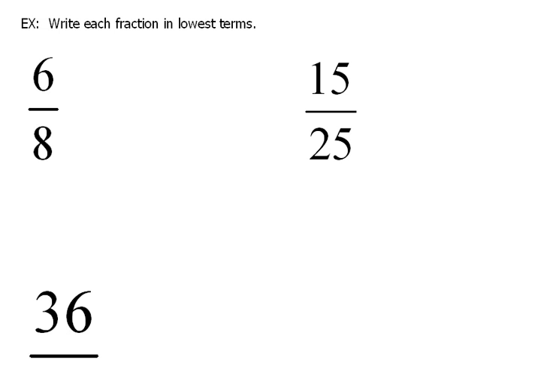So the first thing we want to do is look at the 6 and the 8 and decide what they have in common that we could divide out. Well, I know that 2 will go into 6, and it will also go into 8. So let's try dividing by that and see what happens. 6 divided by 2 would be 3, and 8 divided by 2 would be 4.